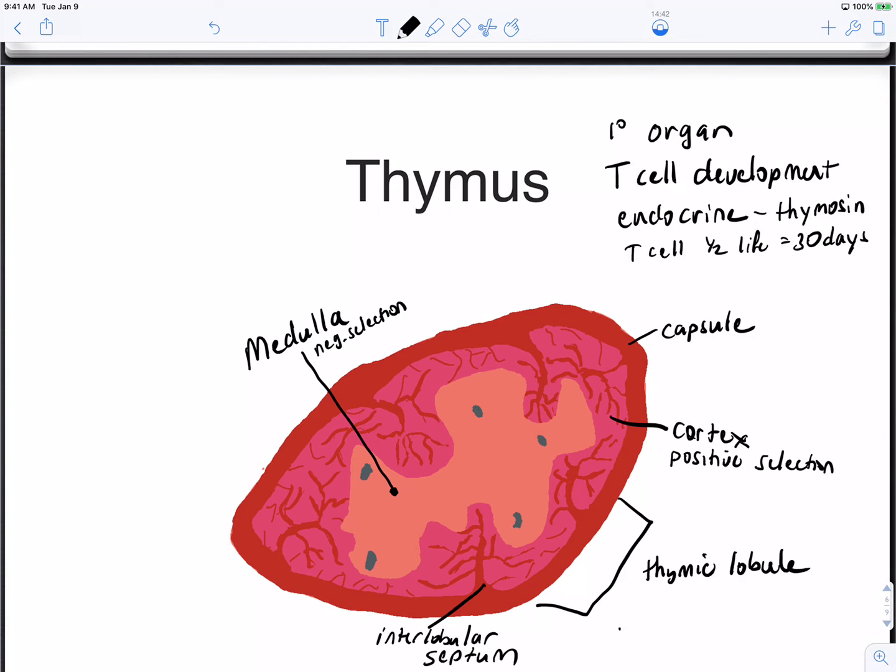The corpuscle, or Hassall's corpuscle, the one known function of these structures within the thymus is that they produce a cytokine called TSLP. And TSLP just stands for thymic stromal lymphopoietin. So anytime you hear poietin, you think of maturation. And so the thymic stromal lymphopoietin is helpful in the maturation of T cells.